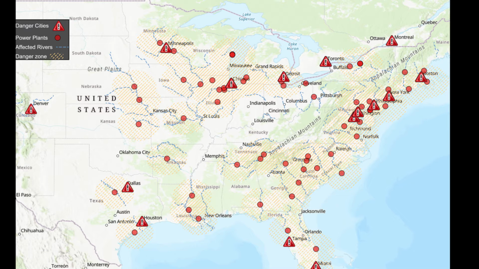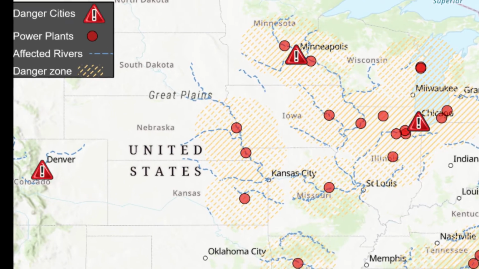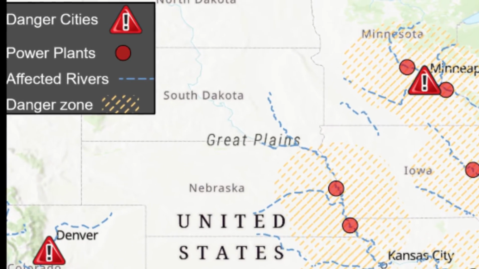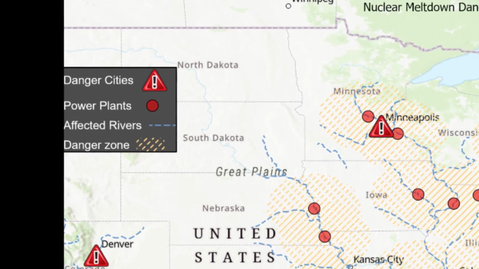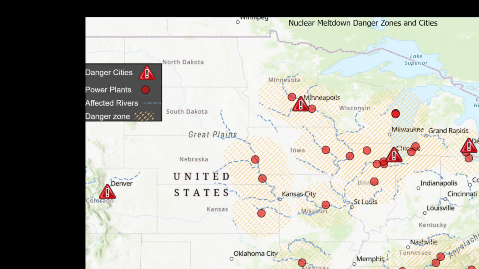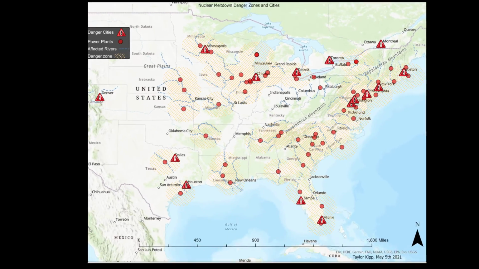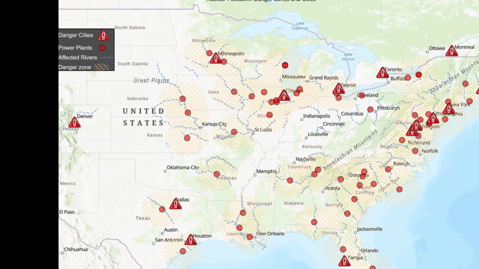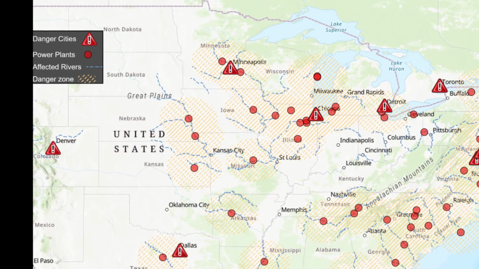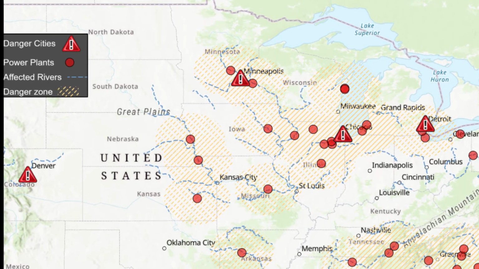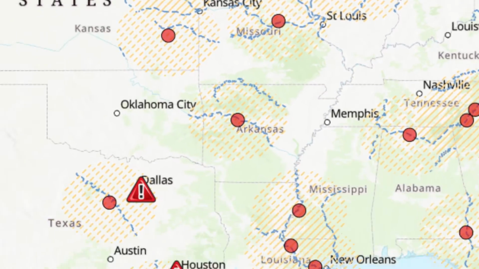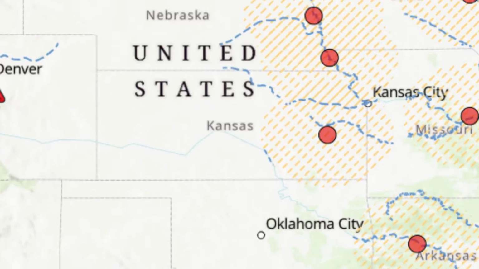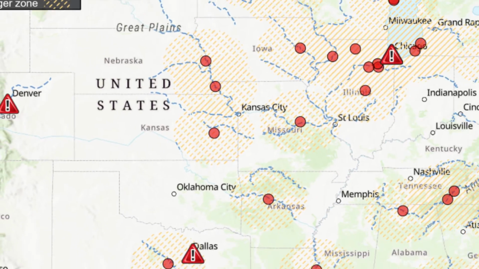With the cities and rivers intersected with the danger zone, I finally had my end result. Looking at the legend, the cities are marked with a red exclamation to show what cities are at risk. The danger zone is a transparent yellow to highlight what parts of the US could also be at risk. So with my end results, I can conclude that in the event of a nuclear meltdown, and just to list a few cities, Minneapolis, Chicago, Detroit, Toronto, Dallas, New York City, Denver, and Los Angeles are all at risk.